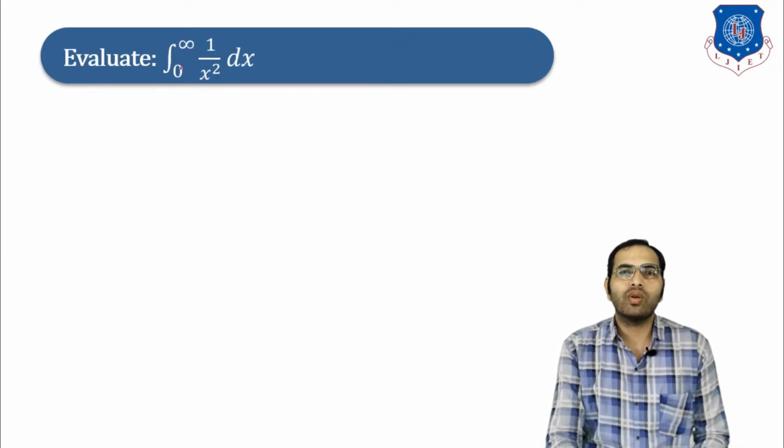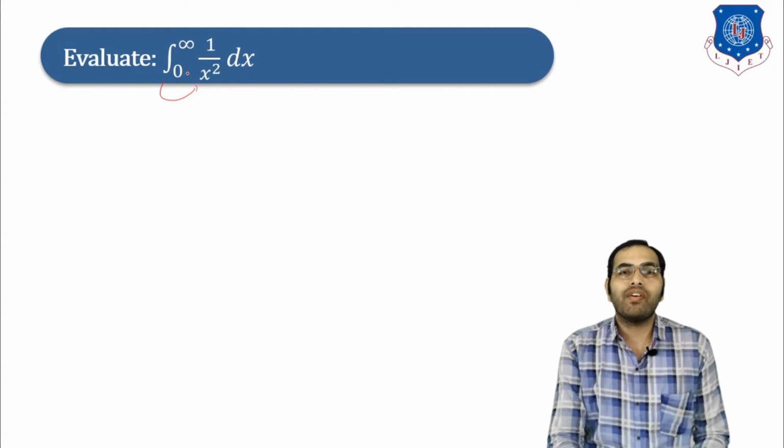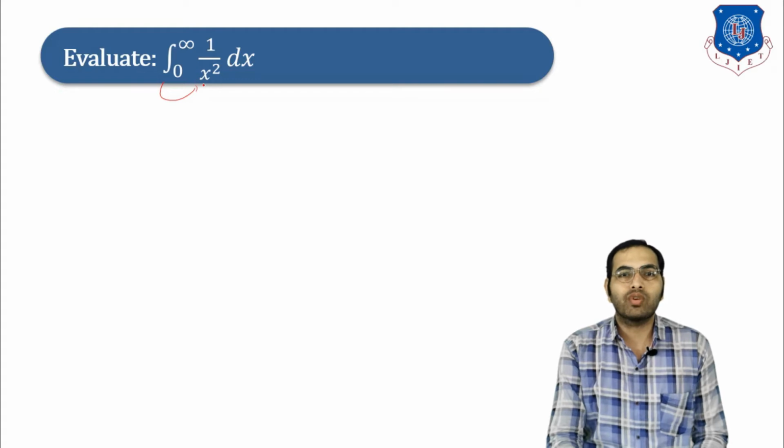Evaluate the integral from 0 to infinity of 1 upon x square dx. Here our function 1 upon x square is continuous, but whenever we substitute the lower limit 0, it becomes infinite, and the upper limit is also infinite. If the upper limit is infinite, that is type 1, and whenever we substitute the limit in our function and it becomes infinite, that is type 2. So it is a combination of type 1 and type 2.